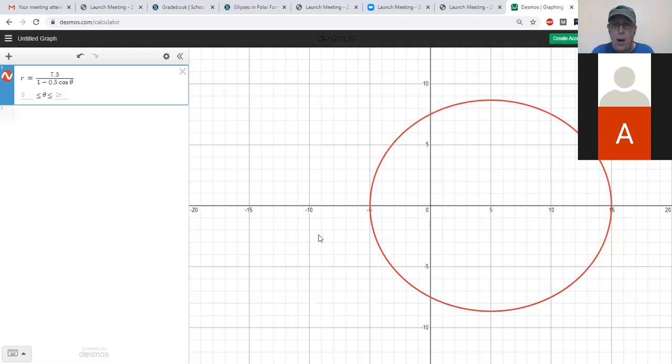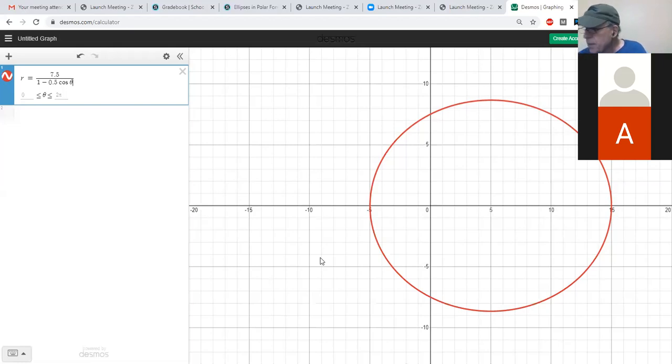I think the first question on the quiz is, which way does most of this ellipse go? Does it go to the right, to the left, up, or down? So which one would you say? Santiago, what do you think? Aaron? It goes more to the right. Yes, I would say so. Santiago, do you see the same thing? Yeah. Okay, so it goes more to the right.